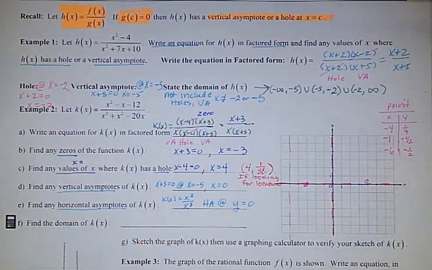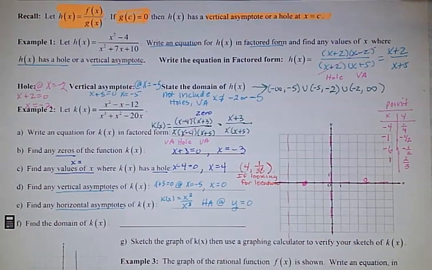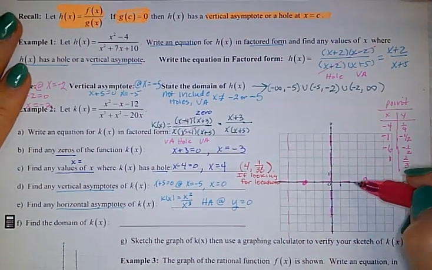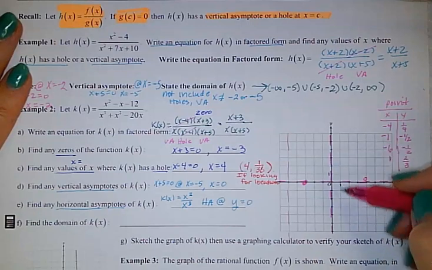So if you need to take a minute and verify my numbers, go ahead and pause your video. As we look at this, I went ahead and counted and figured out another point on the other side of this vertical asymptote.